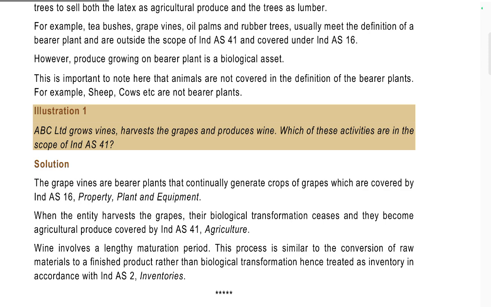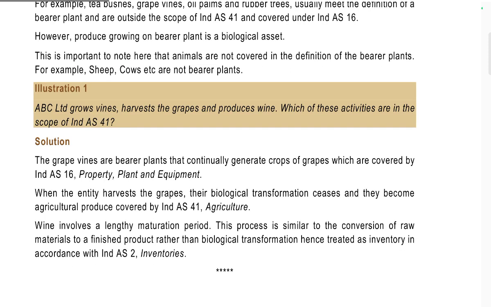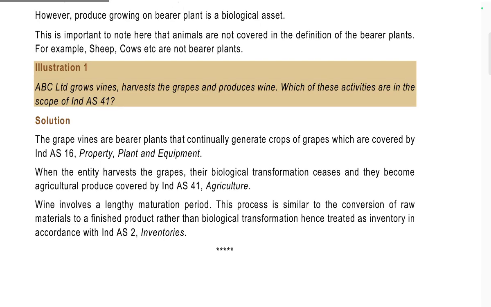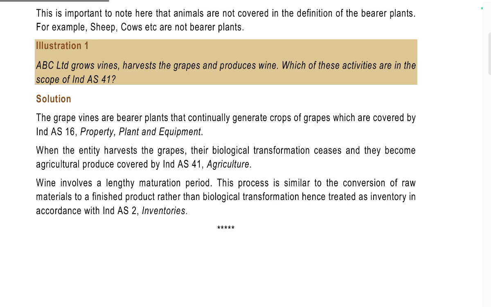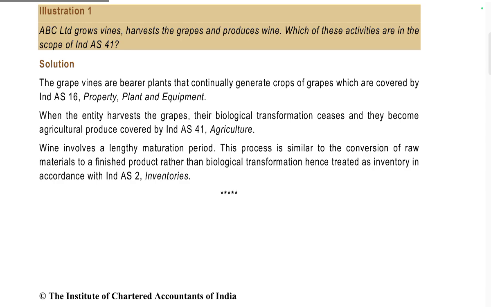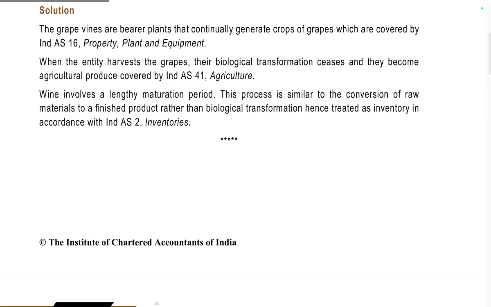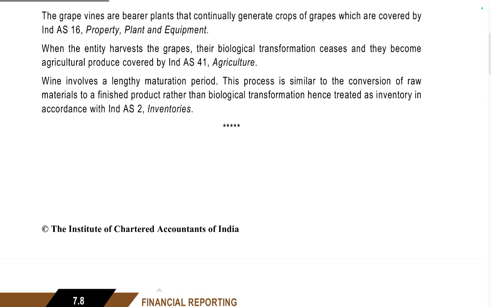However, the produce growing on bearer plants remains a biological asset. It is important to note that animals are not covered under the definition of a bearer plant. For example, sheep and cows are not bearer plants. Take an example where ABC Limited grows vines and harvests grapes. The grape vines are bearer plants and continuously generate crops of grapes, which are covered by Ind AS 41. When the entity harvests the grapes, the biological transformation ceases and they become agricultural produce, covered by Ind AS 2.